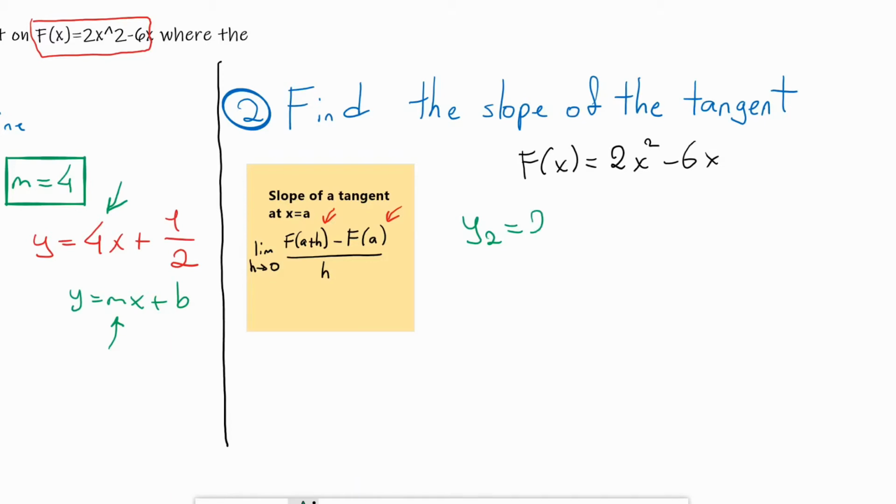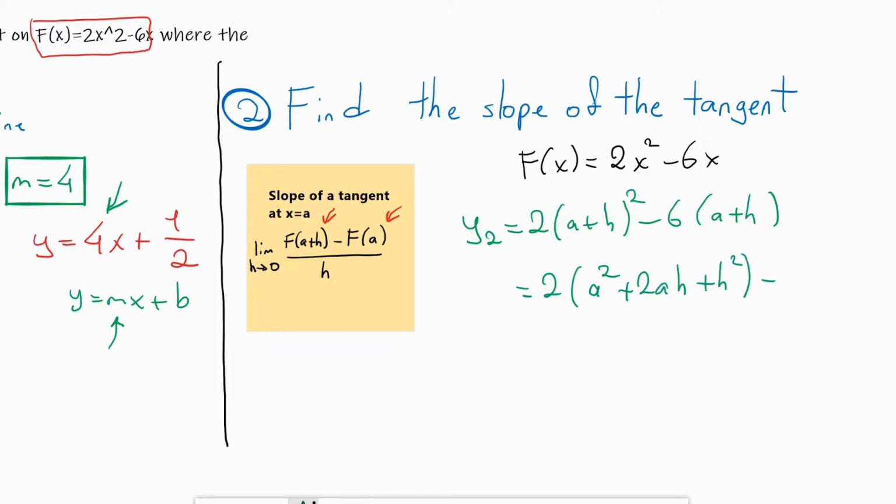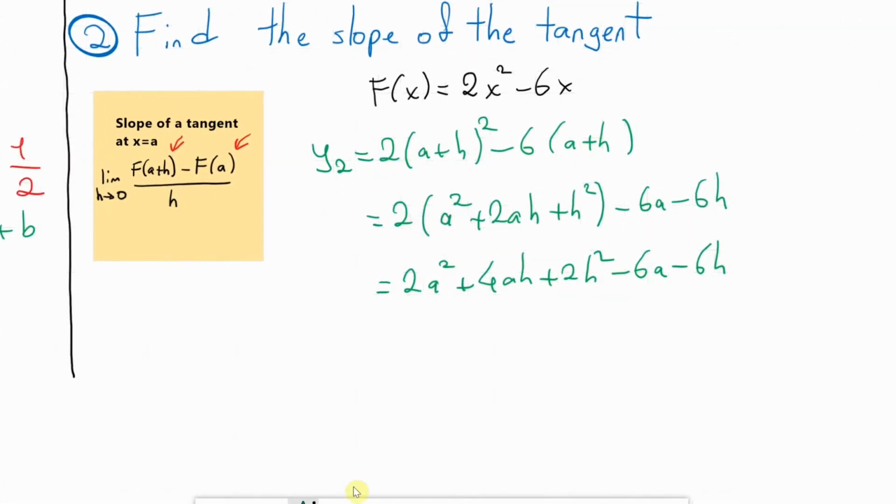So that would come out to 2 times (a + h) squared minus 6(a + h). And when I simplify it even further, (a + h) times (a + h) gives a² + ah + ah + h², so we come up to 2ah, plus h², minus 6 times a is -6a, and 6 times h is -6h. So now I ended up with 2a² + 4ah + 2h² - 6a - 6h. This is my final y2 point.